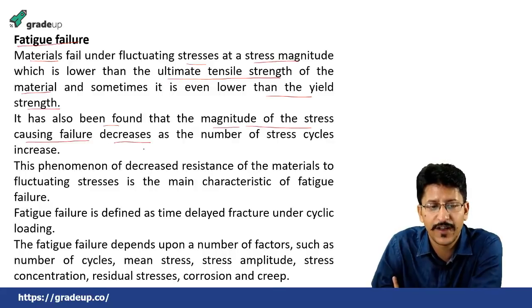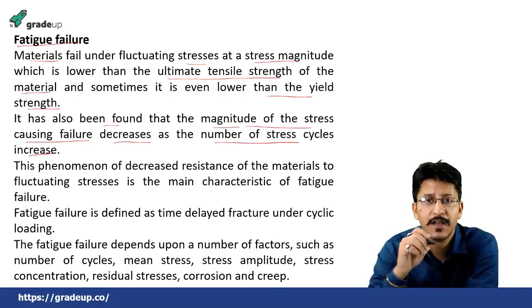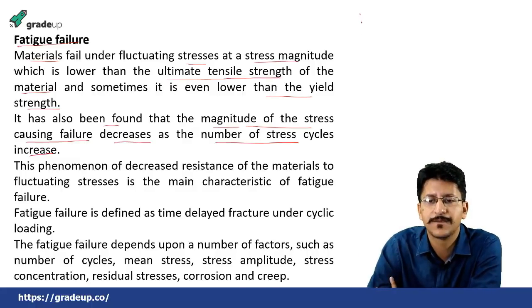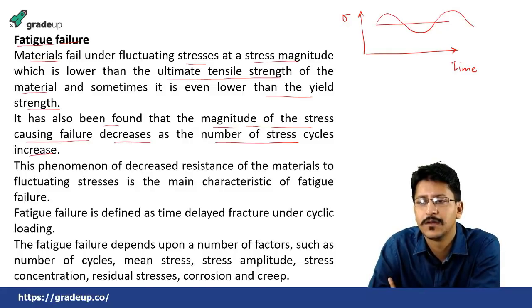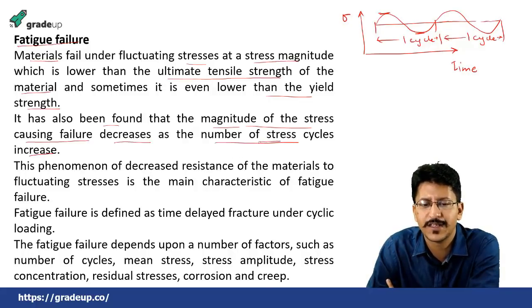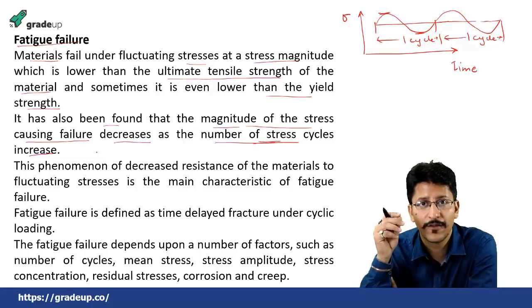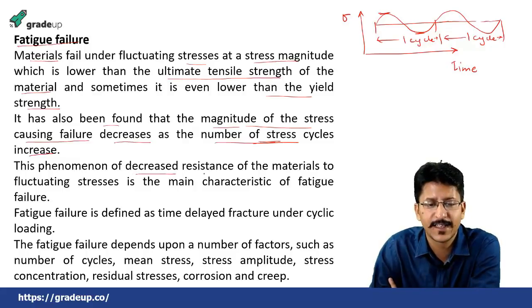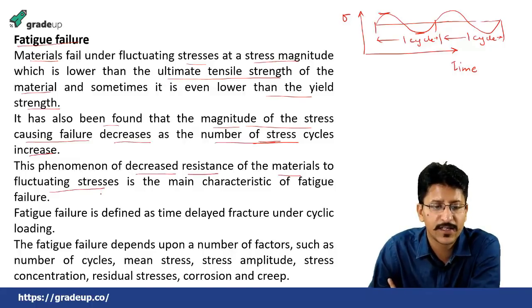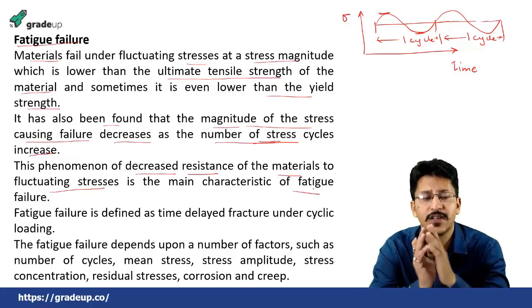Also it has been found that the magnitude of stress causing failure decreases as the number of stress cycles increases. If this is time and this is stress, and the stress varies somewhat like this, one maximum and one minimum cause one cycle. From here till here it will be one cycle, then from one maximum to another maximum it will be another cycle. So as the number of stress cycles increases, the stress at which failure occurs reduces further. This phenomenon of decreased resistance of materials to fluctuating stresses is the main characteristic of fatigue failure.